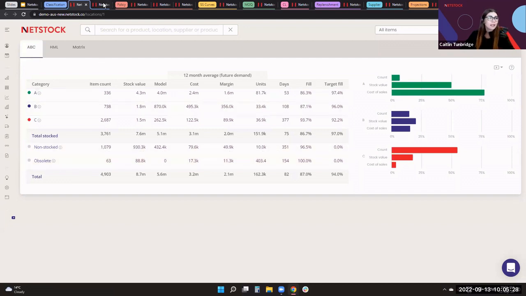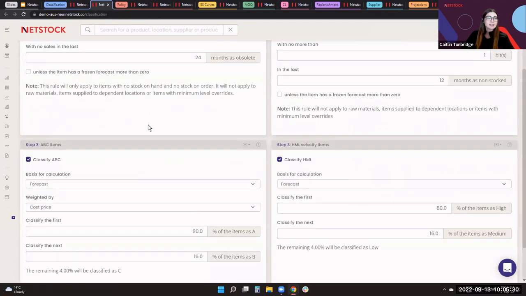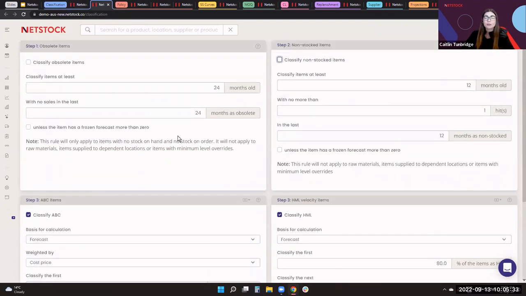The alternative is we can actually ask Netstock to classify these items for us based upon some rules that we set. So we could ask Netstock to classify those non-stocked items and decide, well, if the item hasn't sold at all in the past year, then let's make it non-stocked and free up some of that space in our warehouse that we were keeping that item in.